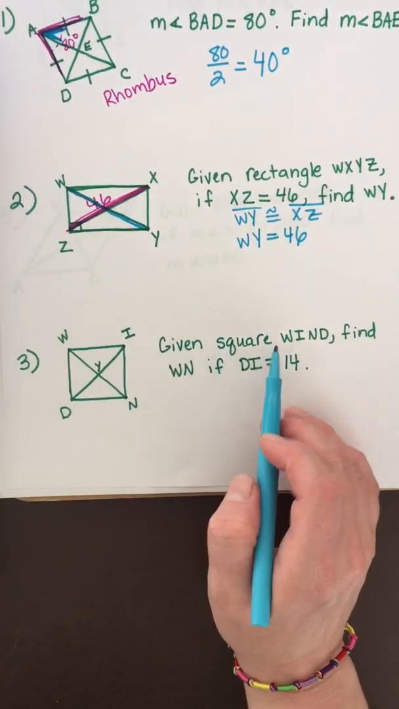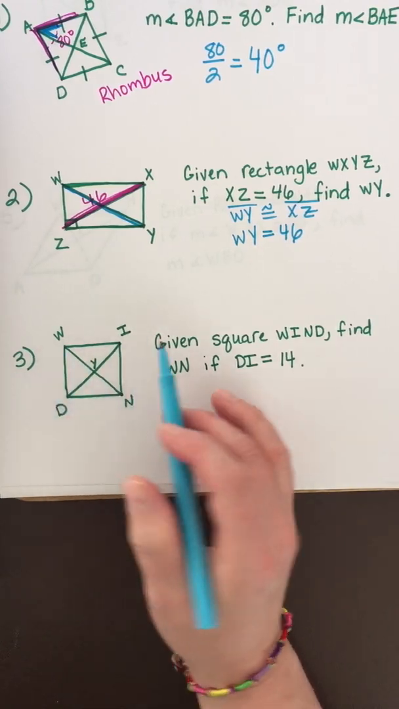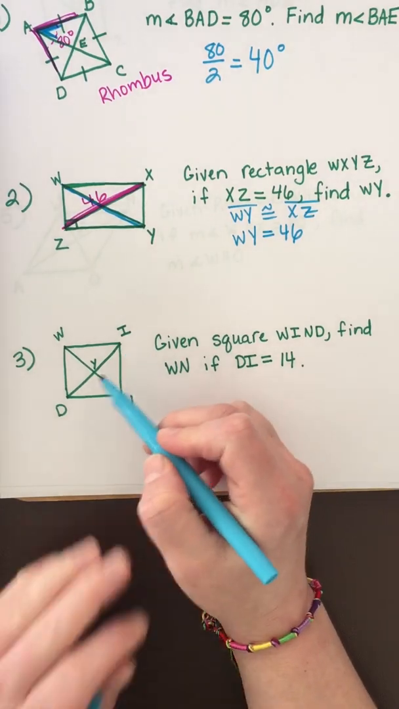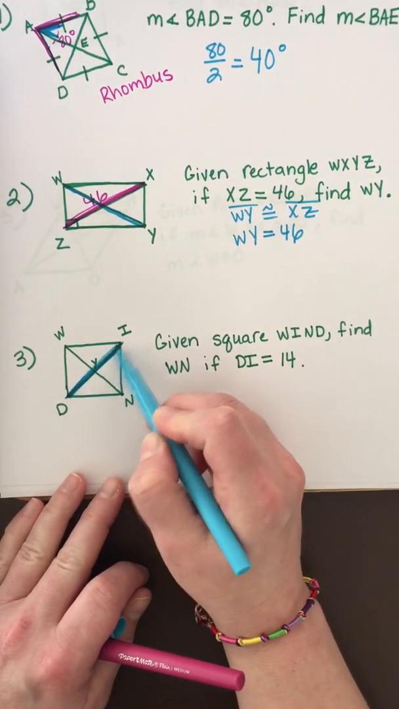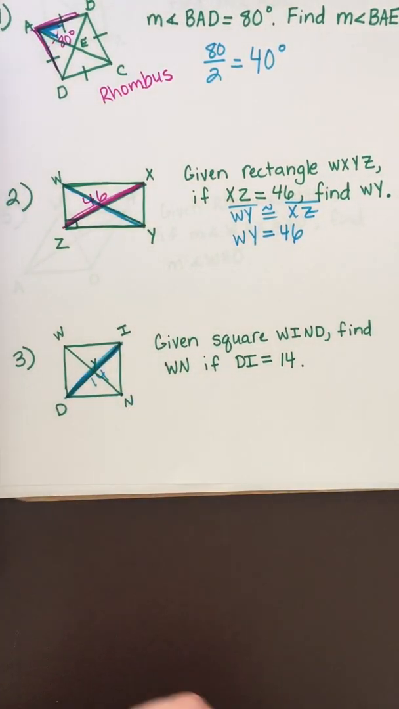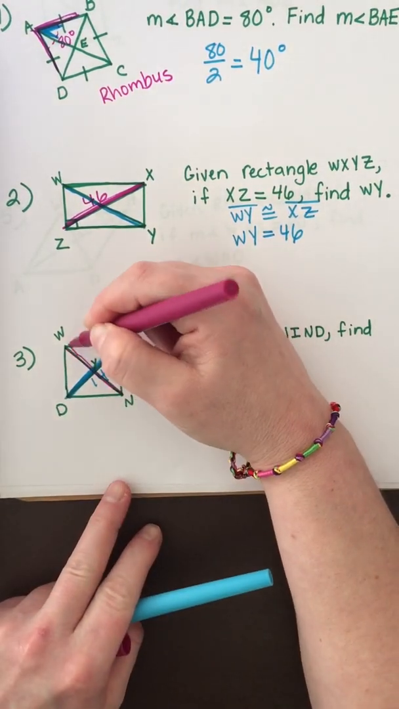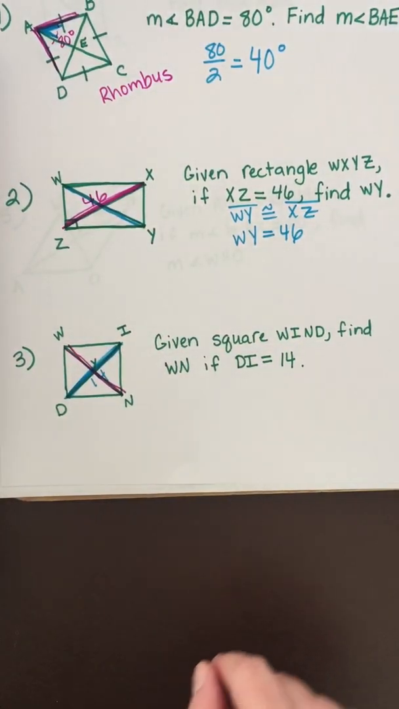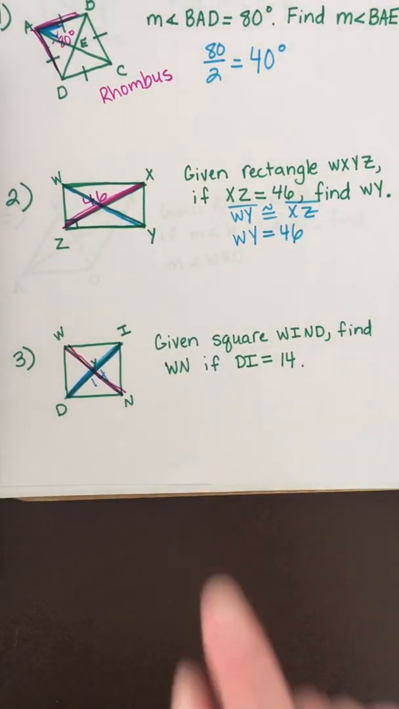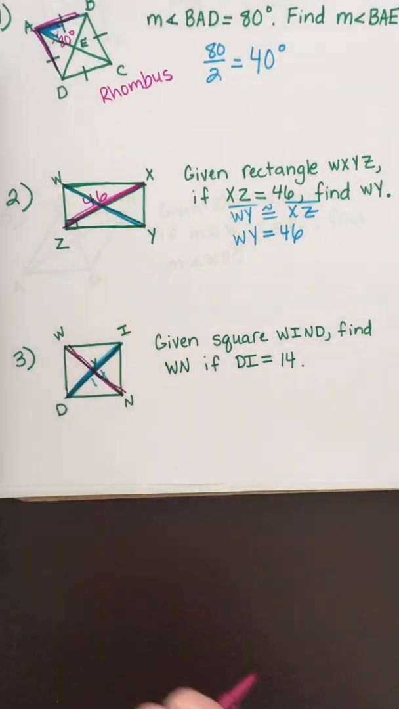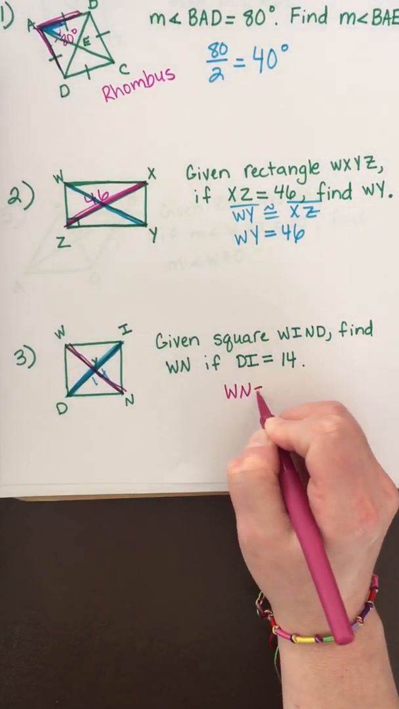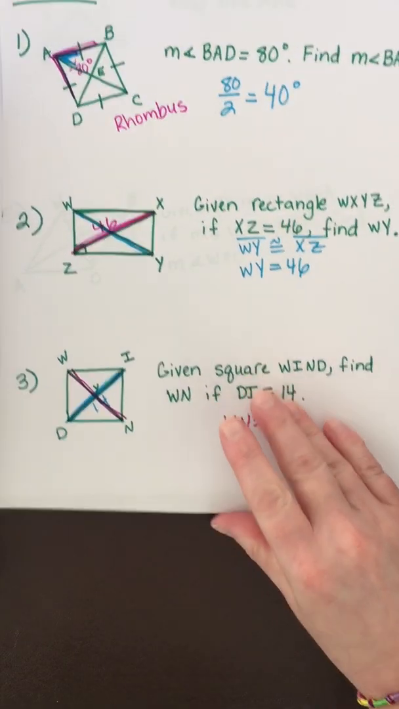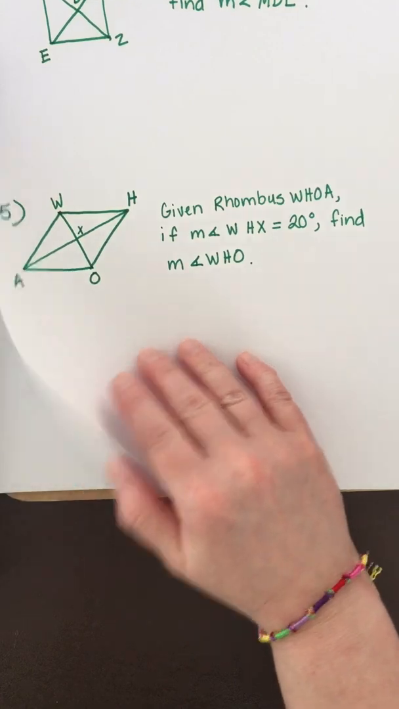It says, given square WIND, so we have a square. They told us, find WN if DI is 14. So here's DI, that's this diagonal, it's 14. And they want me to find WN. Well, again, a square is a rectangle, and I know that squares and rectangles have diagonals that are congruent. So if DI is 14, then WN has to also be 14. Let's look at another one. Just 2 more, you guys.